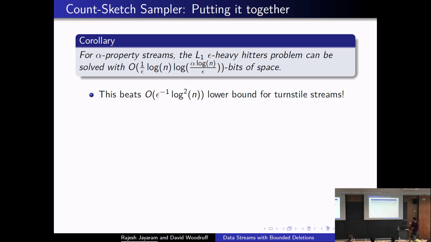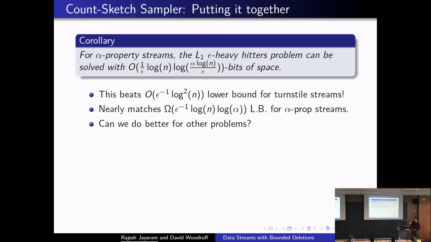So there's a lower bound for general streams of 1 over epsilon log squared n, so this beats that lower bound for small alpha. And it nearly matches. We actually also have a matching lower bound for alpha property streams. And this holds for all alpha, even constant alpha. This shows that basically this is the best you can do.